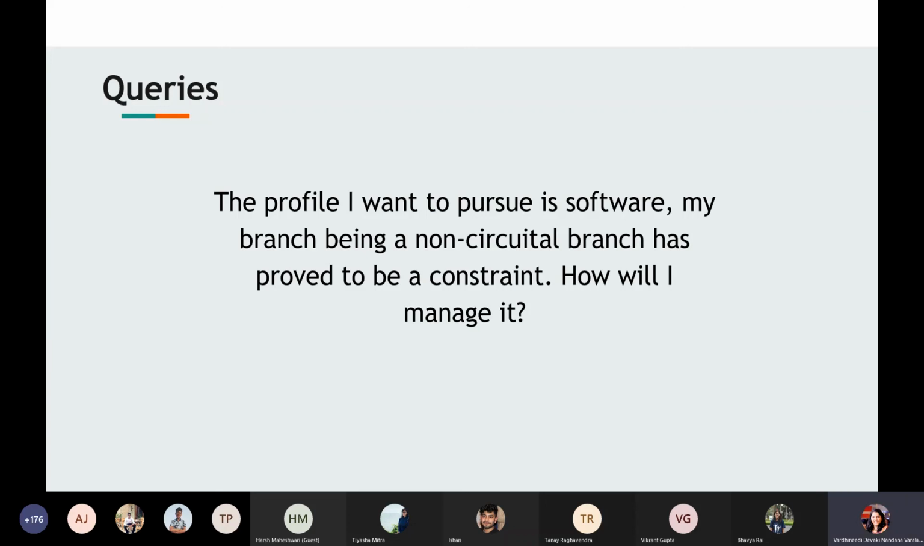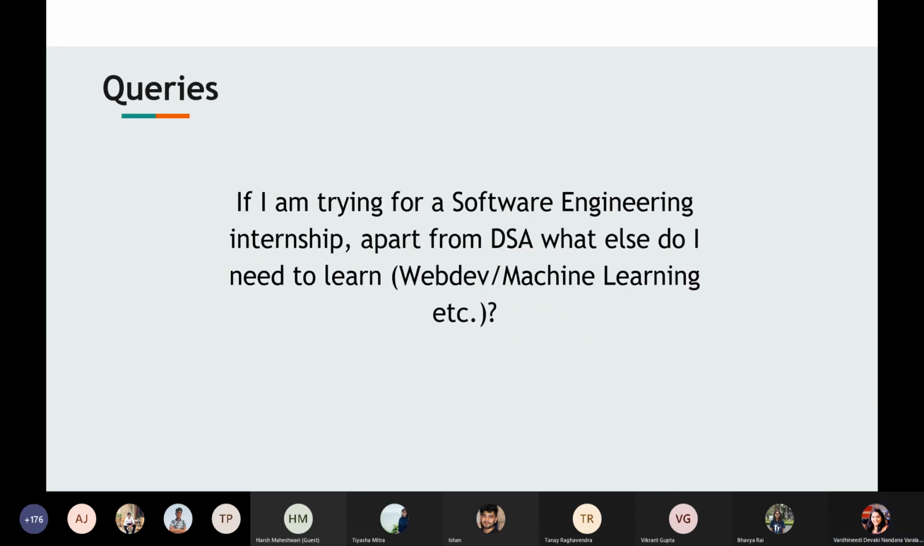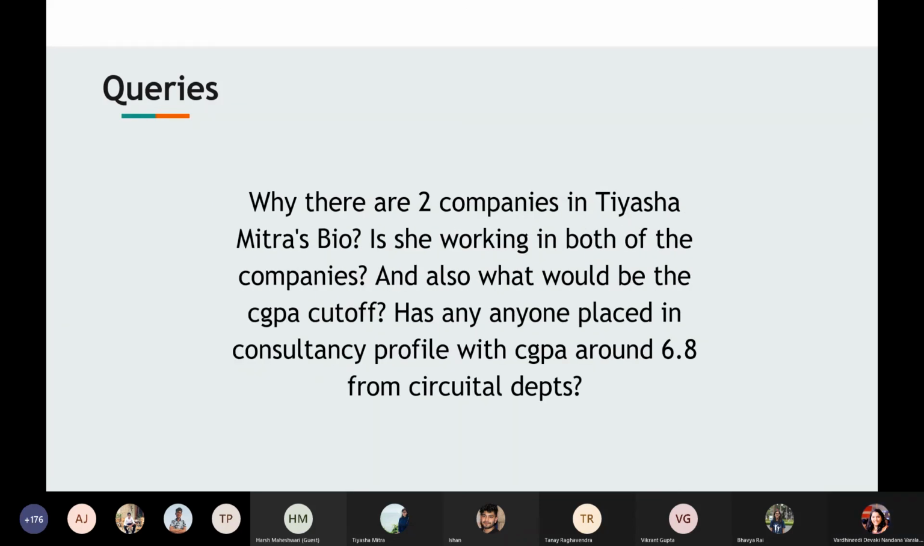So Tiyasha, here is a special question for you. Someone mentioned it in the Google Forms, and I'm moving to that question. So Tiyasha, the question for you: why are there two companies in Tiyasha Mitra's bio?